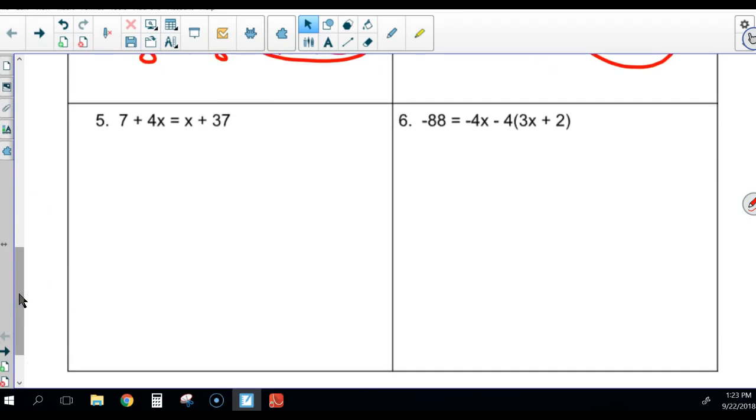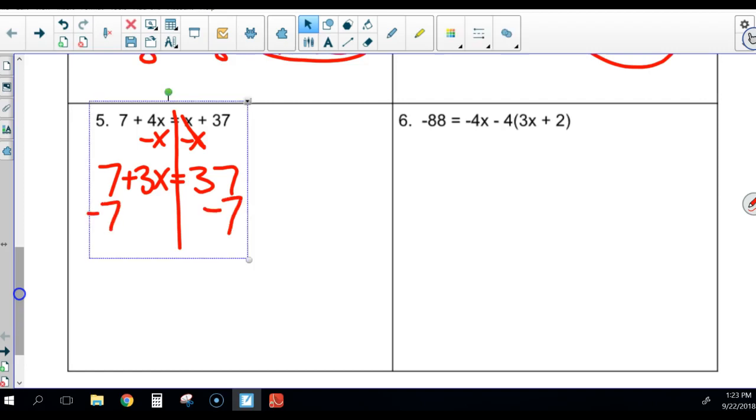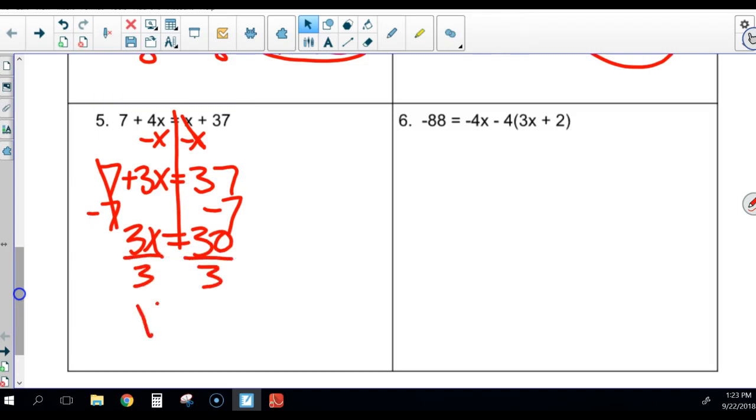Number 5. Smaller x is this 1x. Make it go away. Do the opposite. I have 7 plus 3x equals 37. Minus 7 to both sides. Now we are isolating the x. So 3x equals 30. Divide by 3. X equals 10.